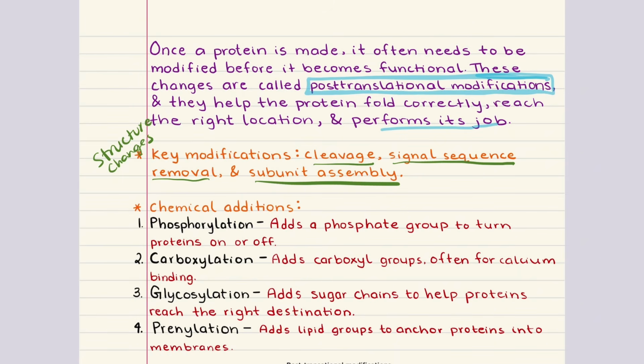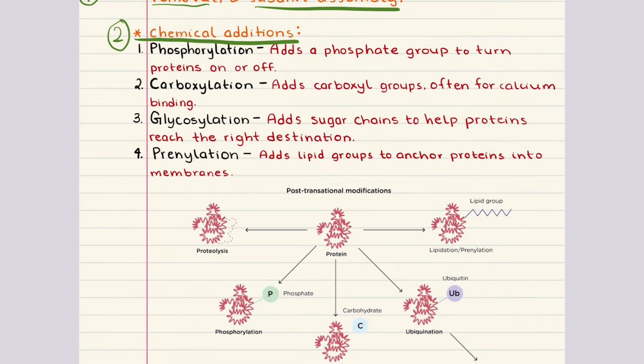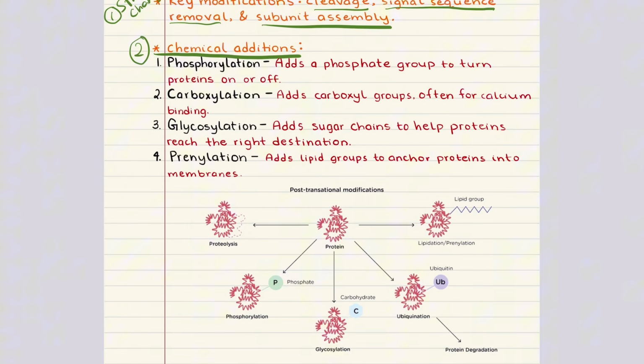Now, the second category of modifications includes chemical additions to the protein. These are covalent modifications that will add specific groups to the protein. Each one has a unique effect. Let's go over 4 important ones that we need to know for the MCAT.